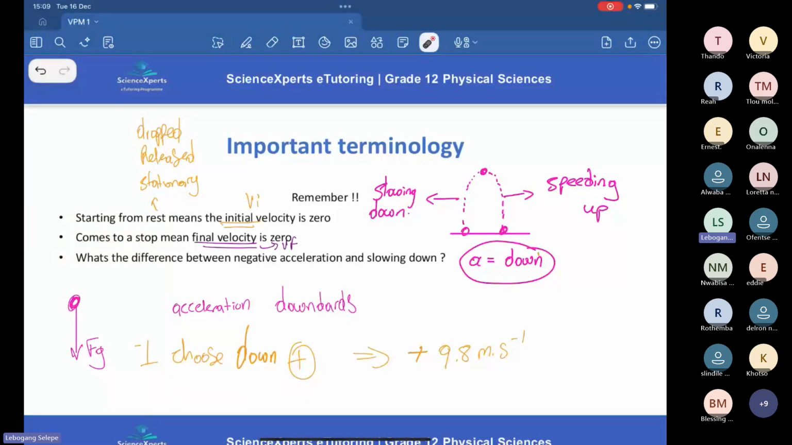So Ralph, you see that negative acceleration and slowing down, there's no correlation between the two.